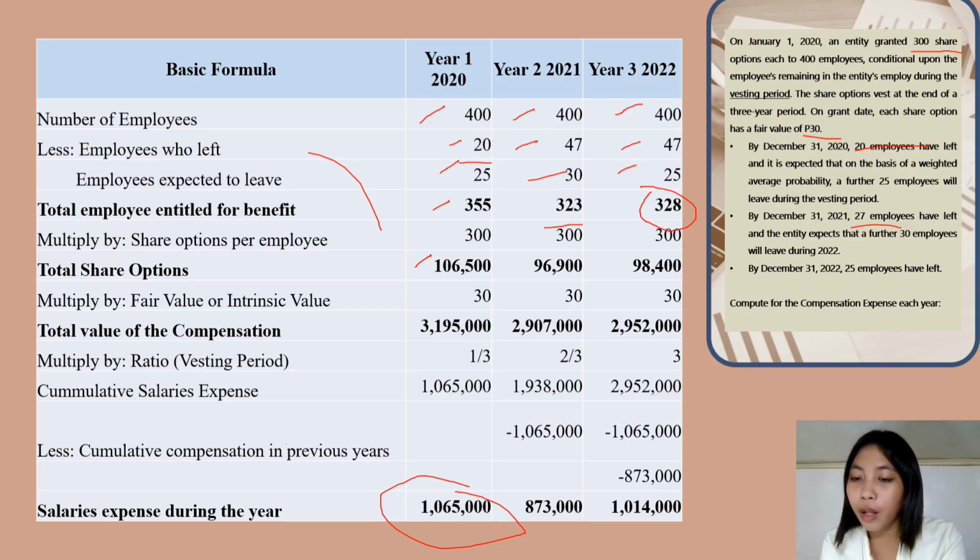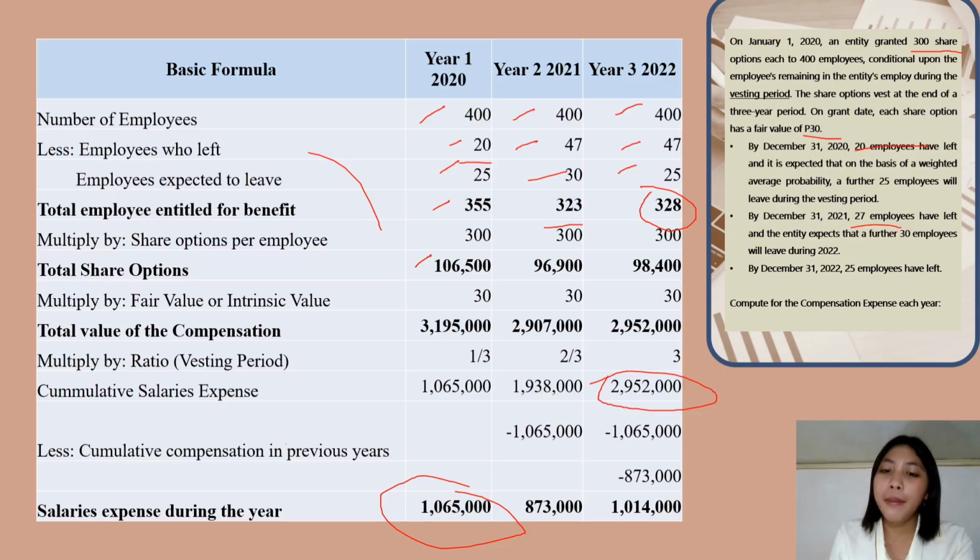Multiply by the fair value of 30, naa tay 2,952,000. Divide 3, i-divide og 3. I-times og 3, i-divide og 3, mao ra gihapon na, so mao ra gihapon ang value. I-minus siya sa mga cumulative compensation sa previous year which is 1,065,000 pag 2022 and 873,000 pag 2021.